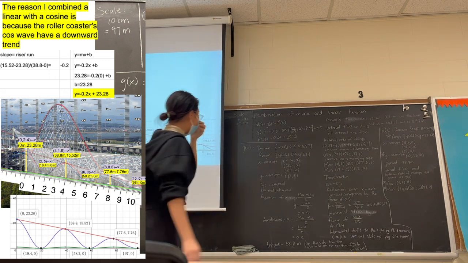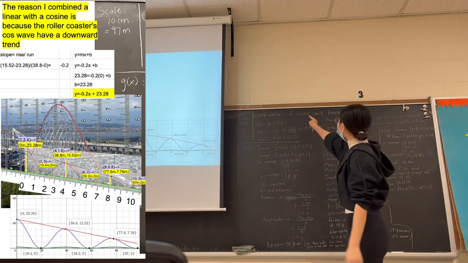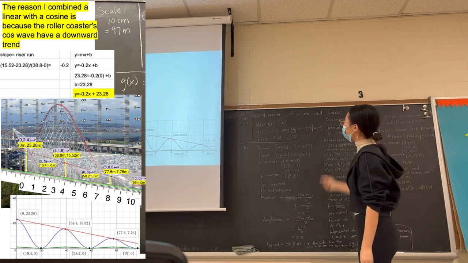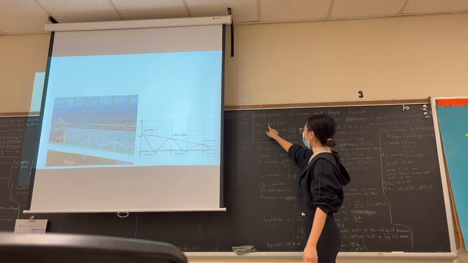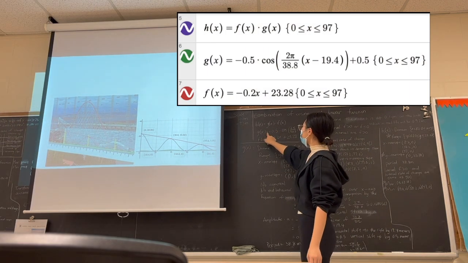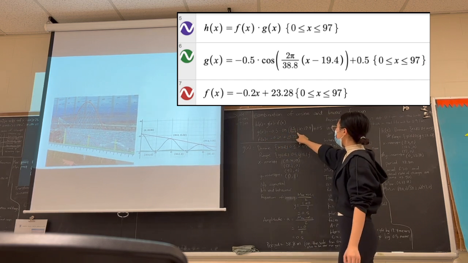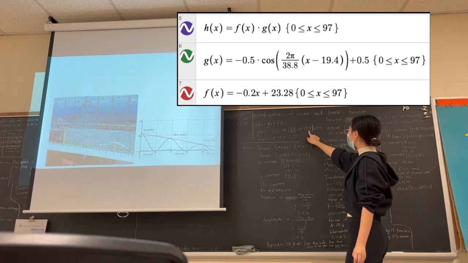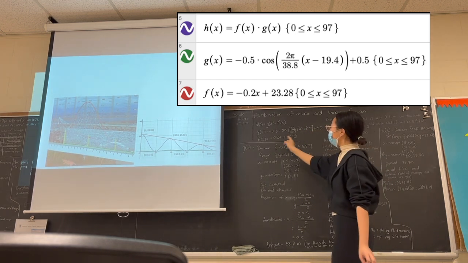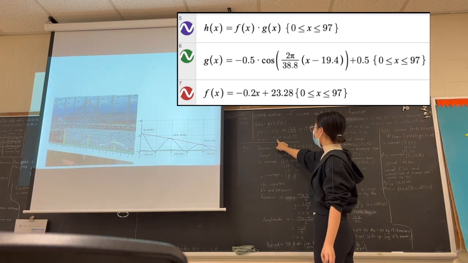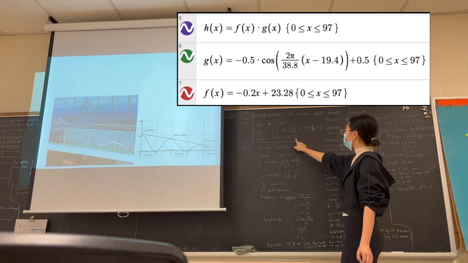And then, so we're using the combination of cosine and linear functions. So h of x equals g of x times f of x. g of x equals negative 0.5 times cos of 2 pi over 38.8 times (x minus 19.4), plus 0.5. And f of x is negative 0.2x plus 23.28.